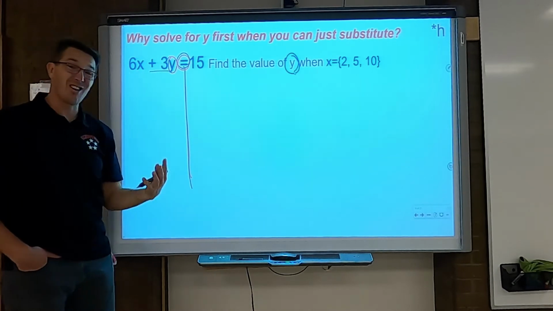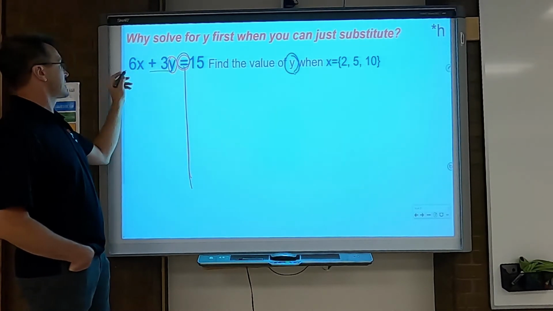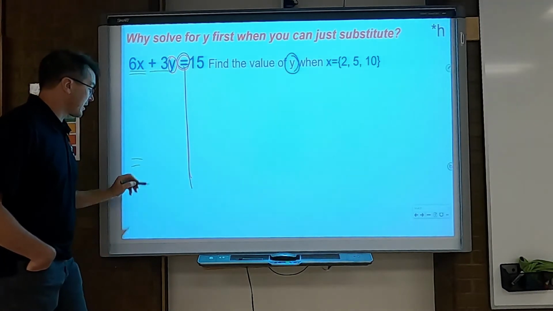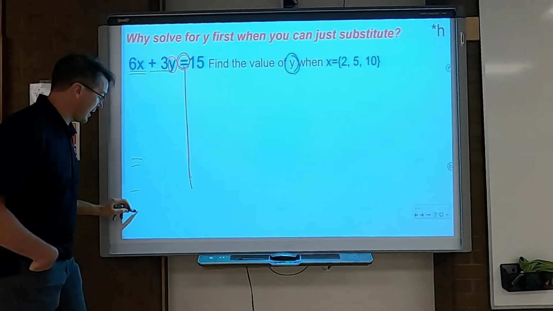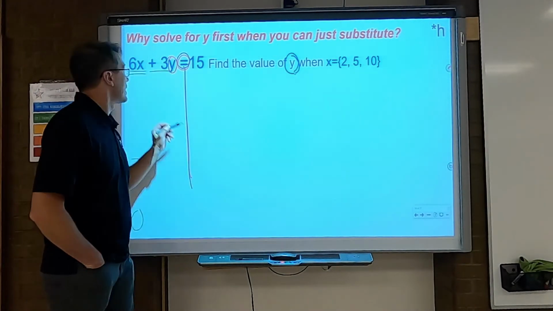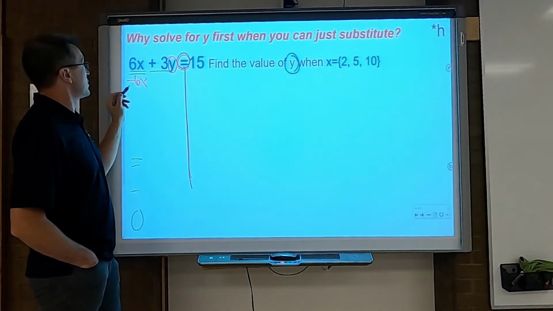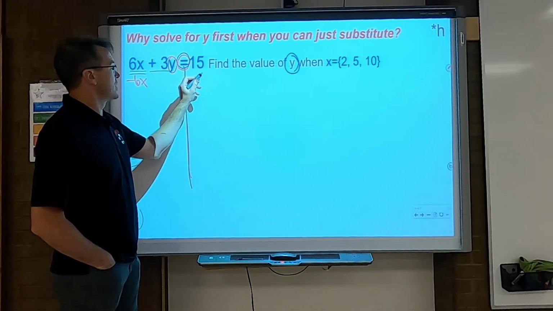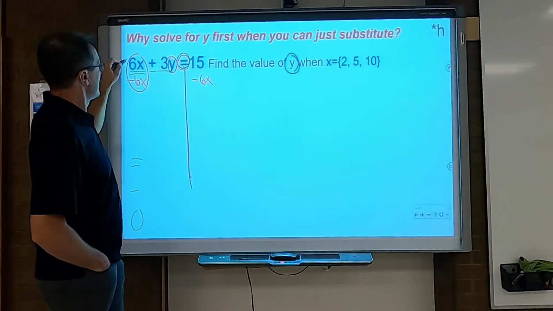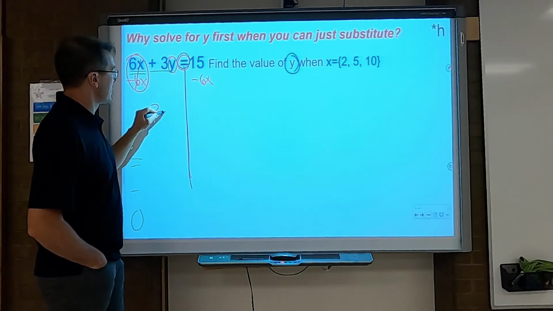So that makes that the constant, but it's not just the x, it's the 6x. So this becomes the constant. And now it's get rid of the constant, get rid of the coefficient, and you have your answer. So how do I get rid of plus 6x? I have minus 6x. If I do it to one side, I have to do it to the other. And 6x minus 6x is 0. That leaves me with 3y.